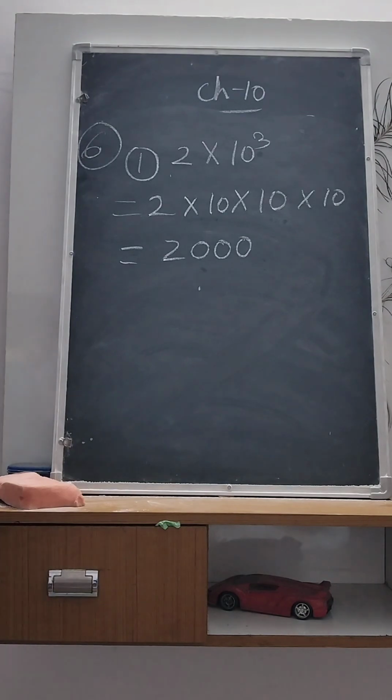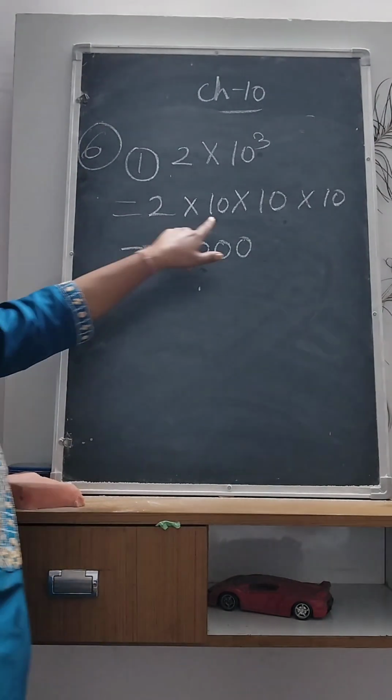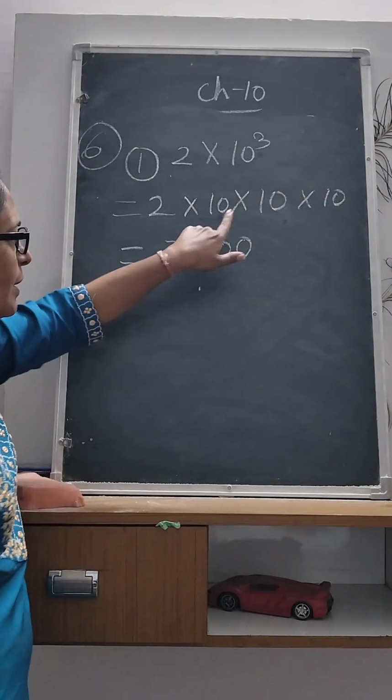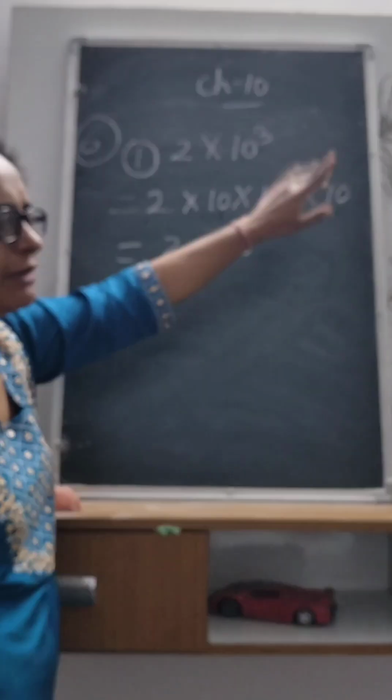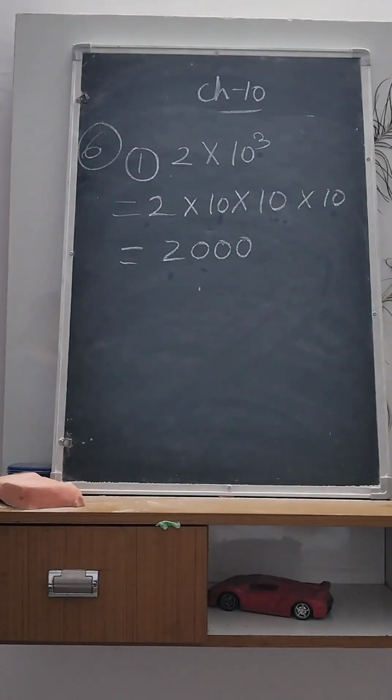So simply, when we do the multiplication, count the number of zeros, how many times they are coming? 1, 2, 3. 3 times 0, and 2 into 1, when you multiply, you will get 2. So this is your answer.